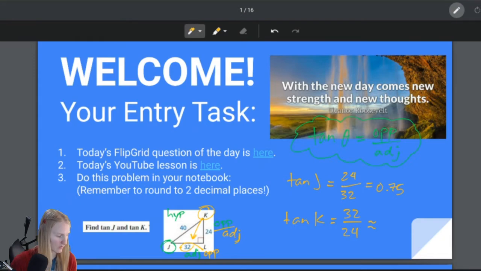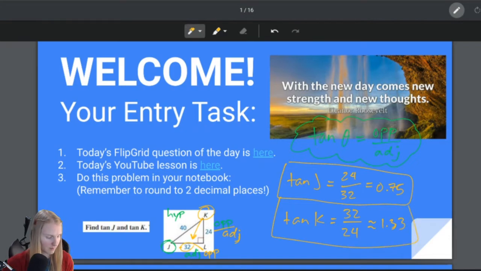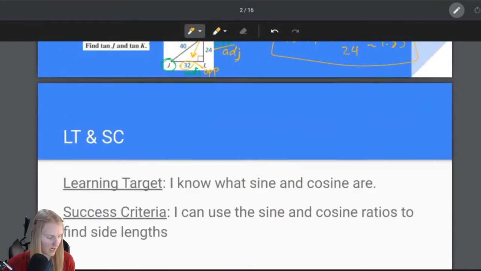Okay, so 32 divided by 24 is approximately 1.33. It's actually 1.33333, so if you wanted to put the little repeat bar over there, you could, but you don't have to. There you go. That is the entry task.